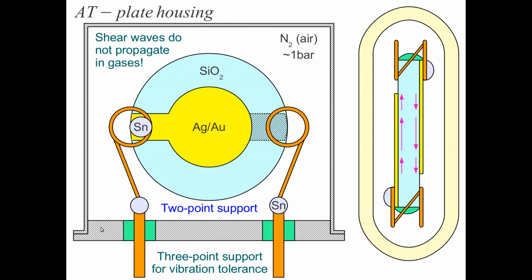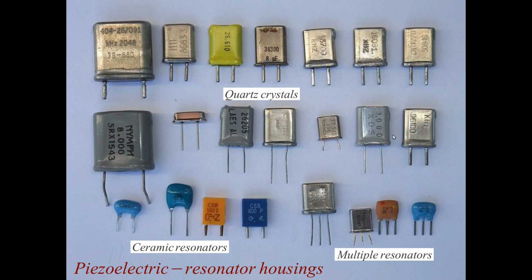Modern crystal holders, not the FT243 from the Second World War. So this is how these crystals look like. Older crystals have the cover soldered, all the crystal housings, while new crystal housings have the cover welded. This is welded, this is welded, this is welded, while these are soldered.